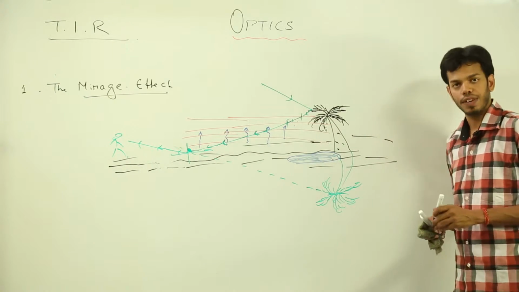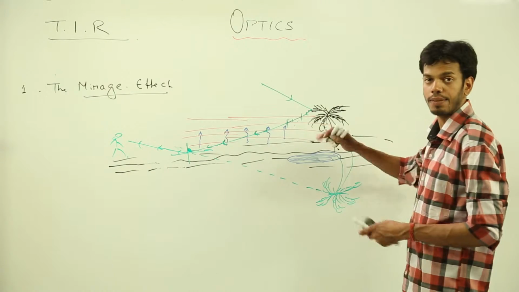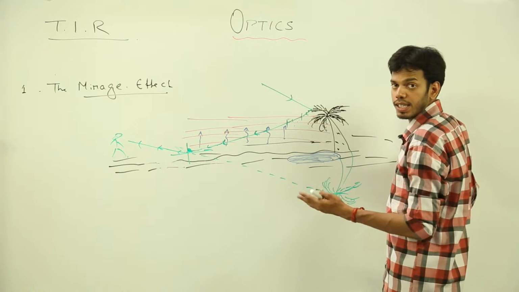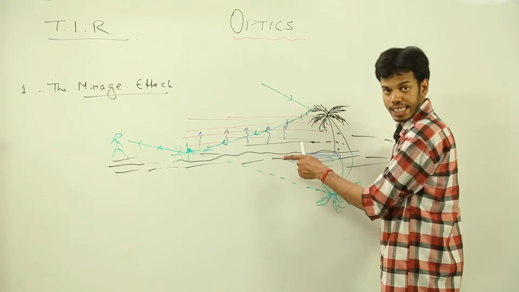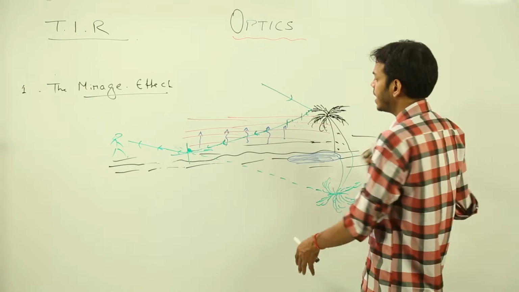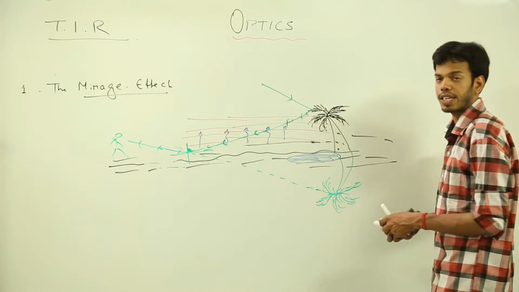This is what the mirage effect is. So no one is causing this phenomenon. This whole phenomenon is happening on its own due to some factors governing it, for example, heat, then the change in density of air, and then the critical angle of the land and air interface. So this is what the mirage effect is.